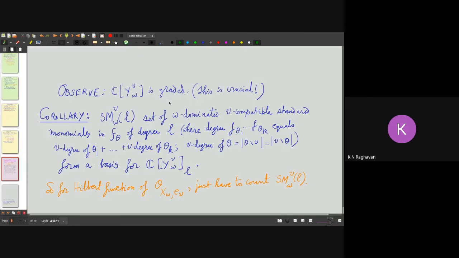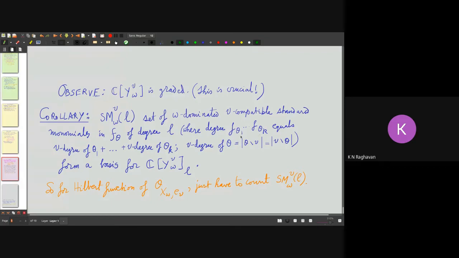All we have to do is the following. I have a basis for this ring in dimension L, for example. I have to compute the W-dominated V-compatible standard monomials in f theta of degree n. It's just a combinatorial problem. The f doesn't play a role here.